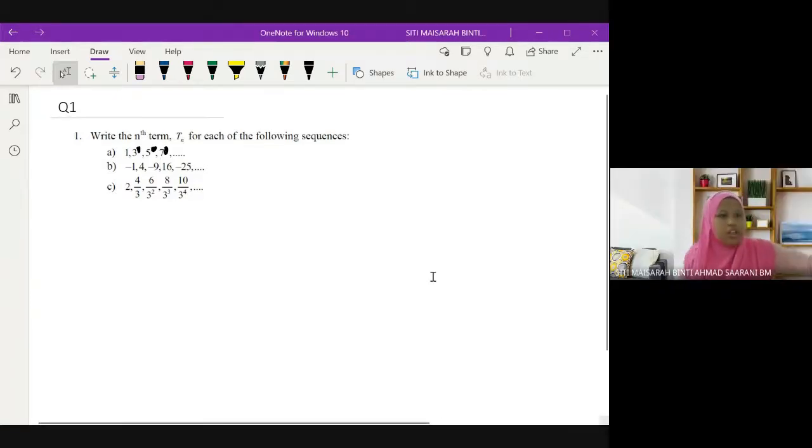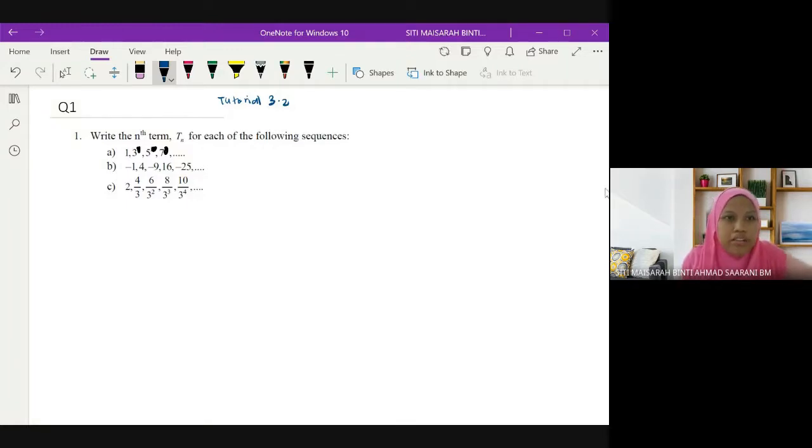Okay. This is tutorial 3.1. Okay. For question 1, 1A. This is the correction for question 1A. Buang yang square tu lah. We suppose it is 1, 3, 5, 7, and dot.